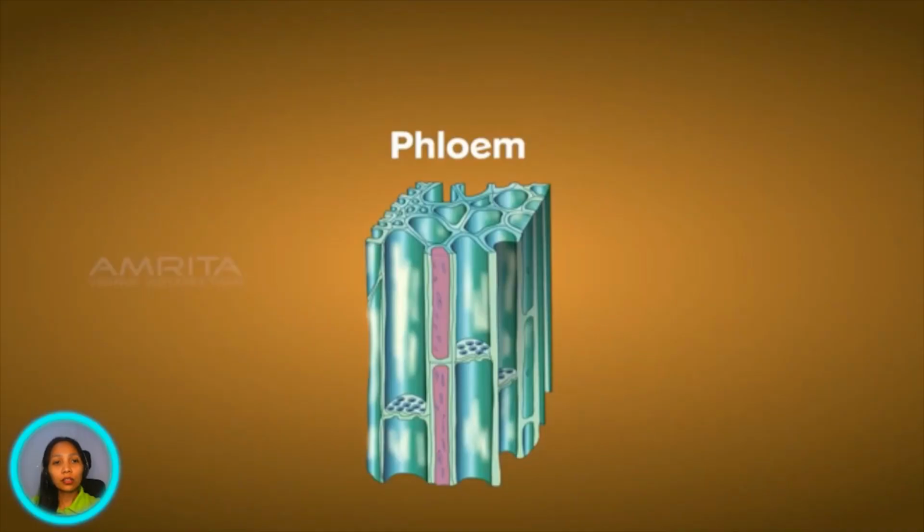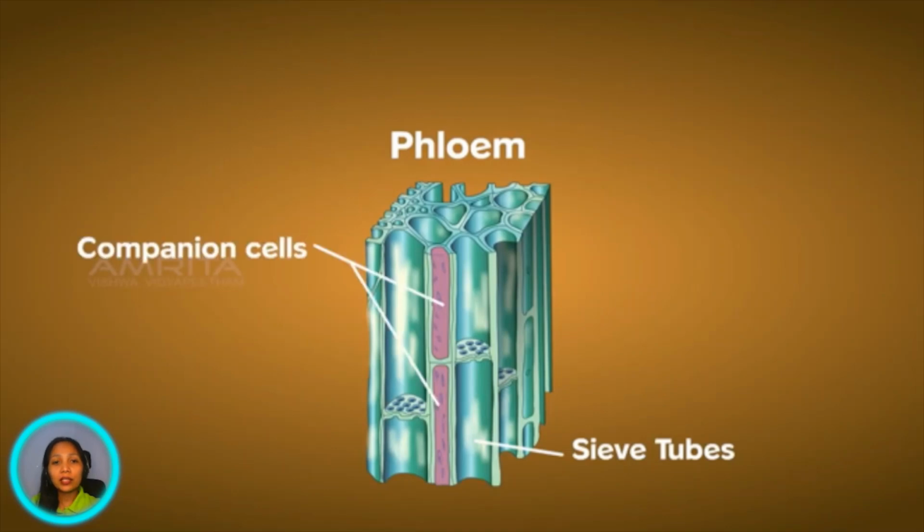The main conducting cells of phloem are the sieve tube elements, which align end to end to make a single functional unit called a sieve tube. Sieve tube elements are alive, but they lack a nucleus and have little cytoplasm. Adjacent to each sieve tube element is at least one companion cell. It is a specialized parenchyma cell that retains all of its organelles.